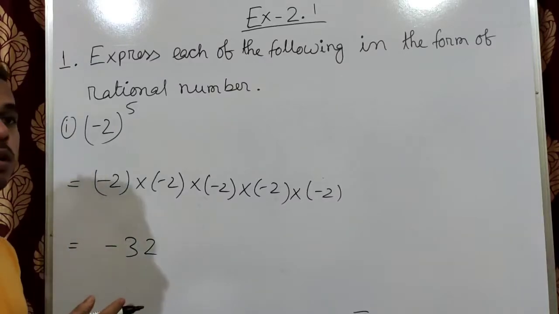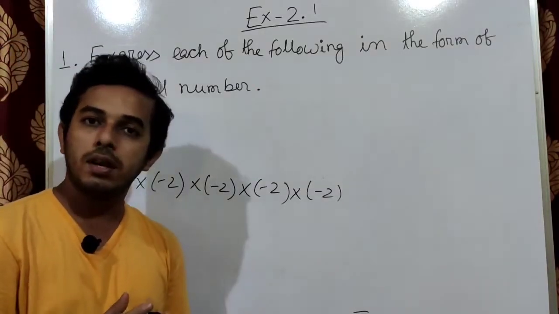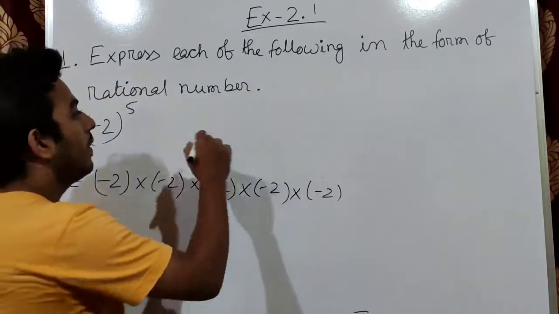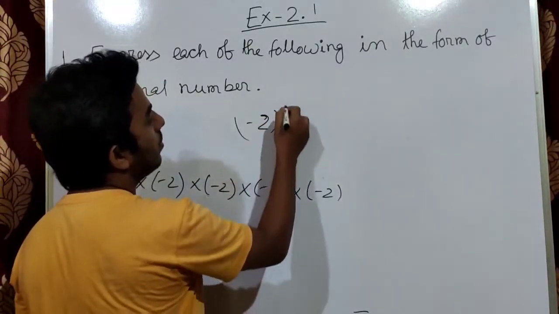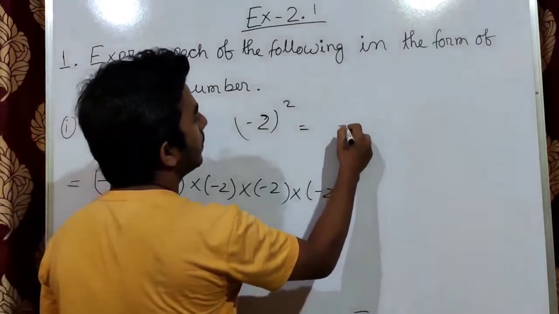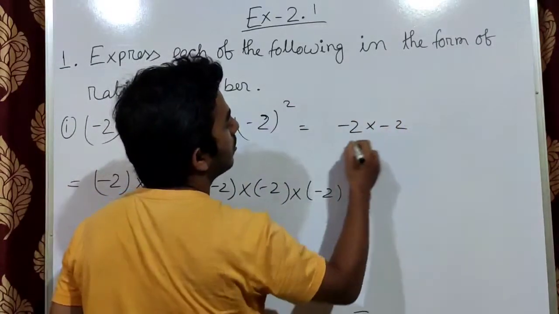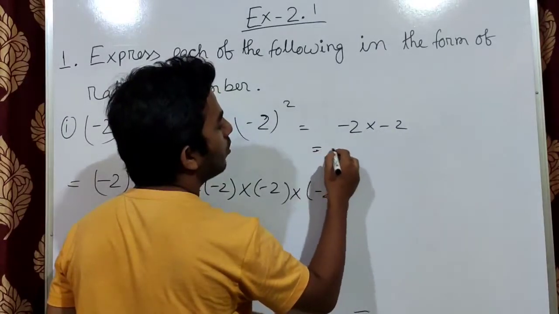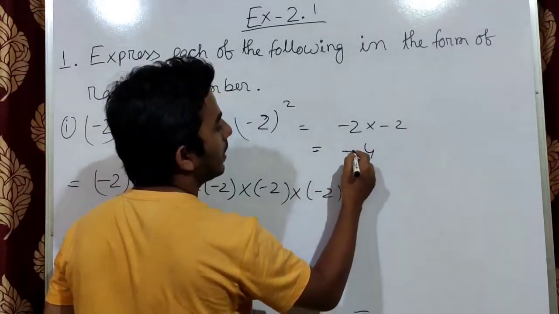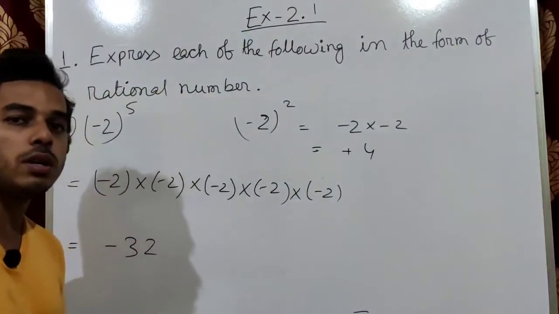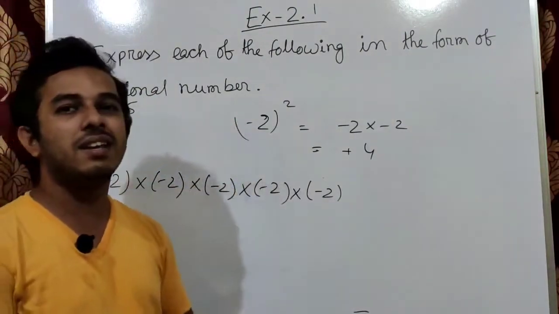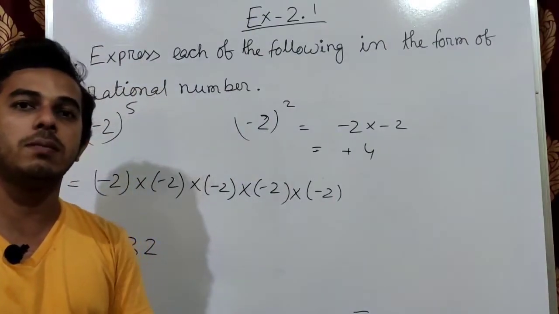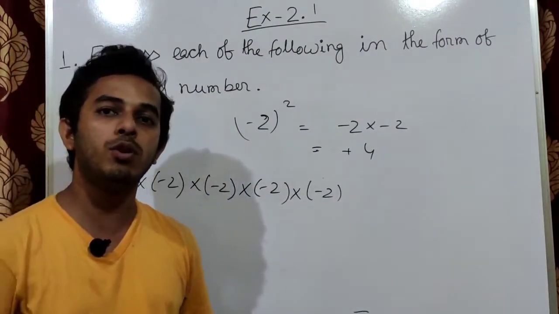One main funda is what? If we have an even power, for example, let us look, minus 2 to the power 2, we can write it in the form as minus 2 into minus 2. It will be 2 into 2 is 4, minus plus. One main funda is what? If we have an even power, the sign may be positive or negative, the sign will always be positive.